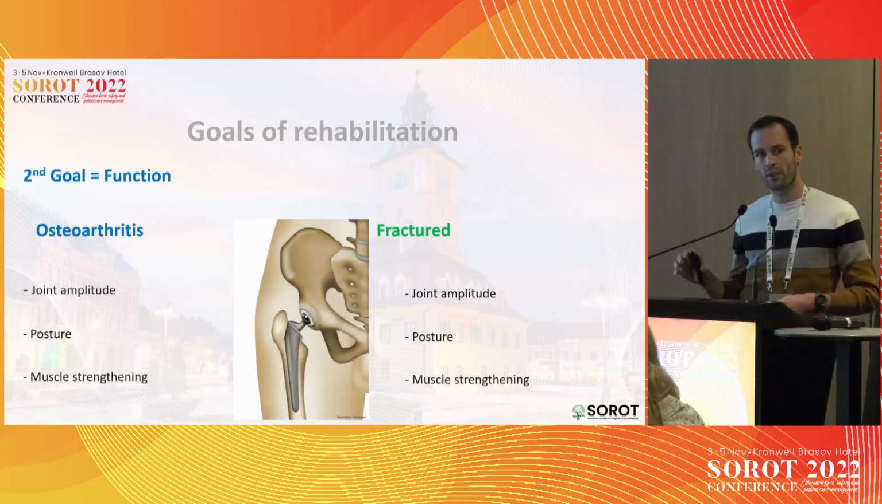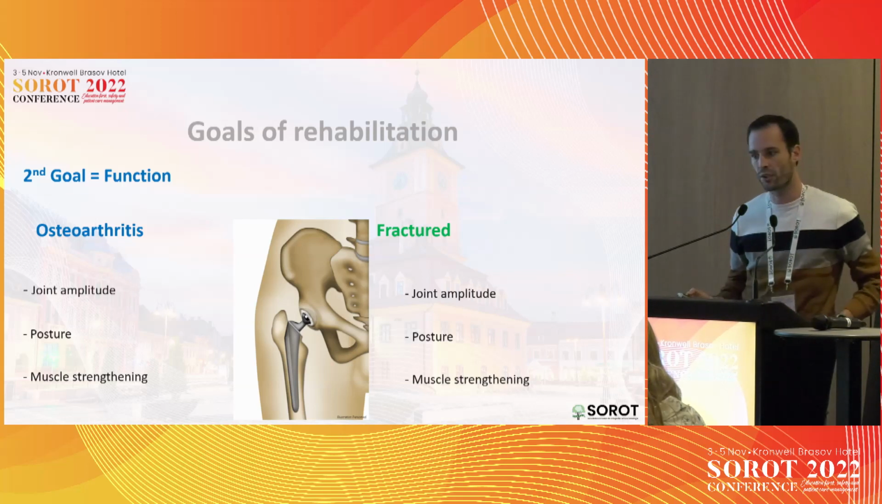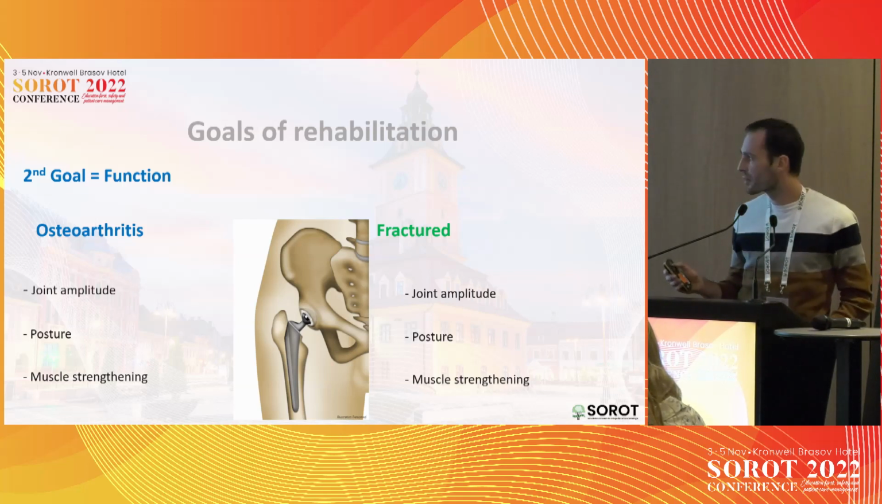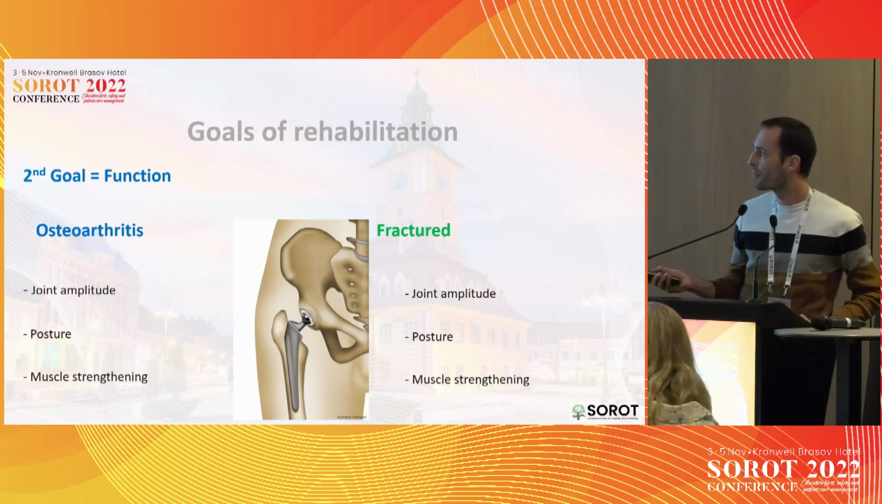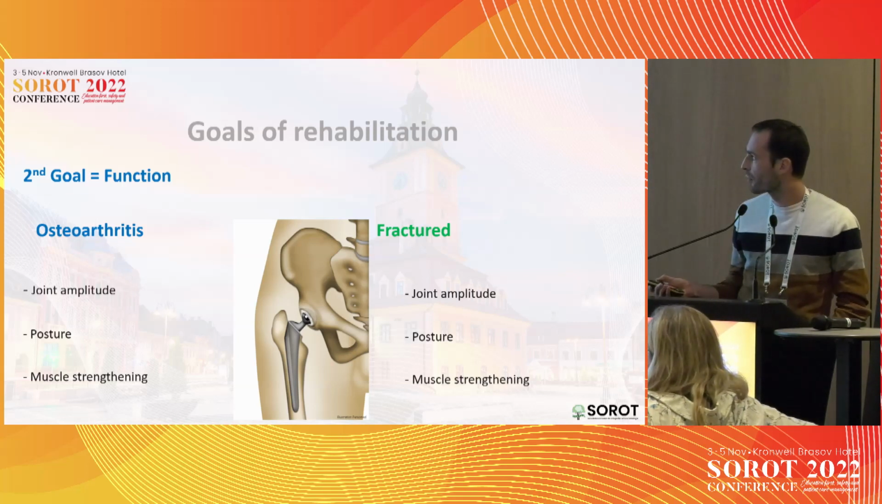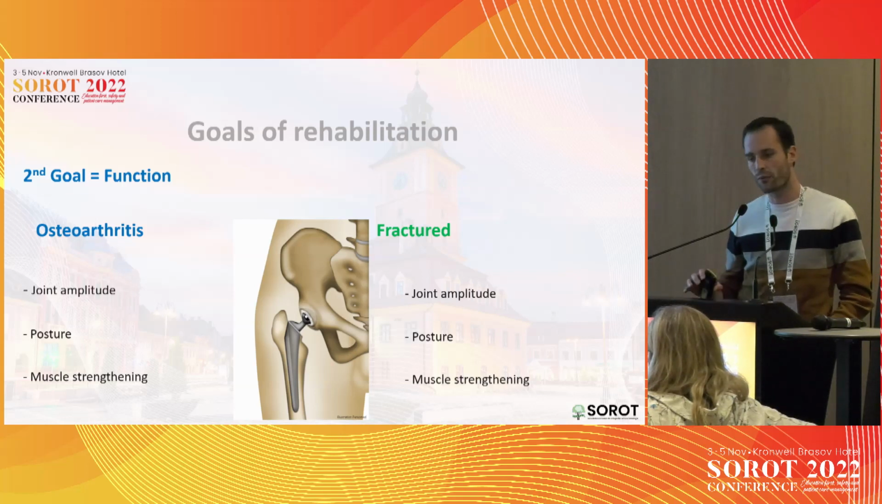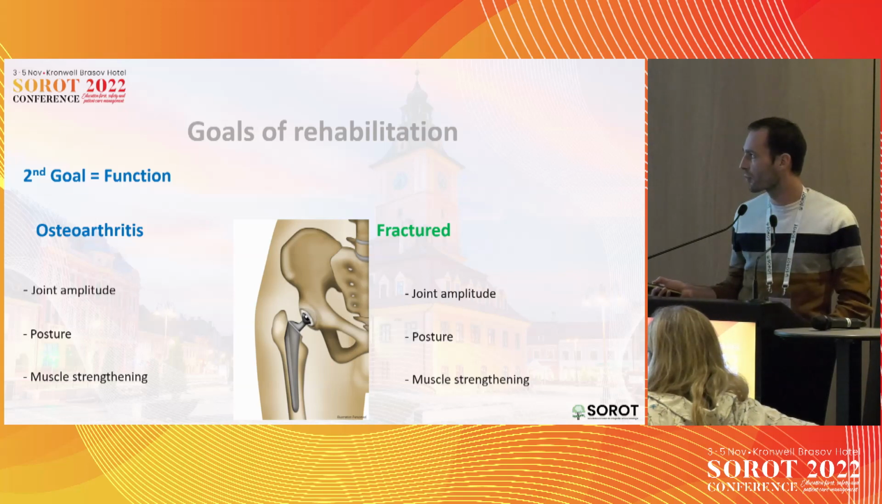So now we talk about the rehabilitation. For this presentation and the other slides, I take the example of THA rehabilitation, and we separate the rehabilitation in two parts, one for the osteoarthritis cause of THA, and one for the fracture cause of THA, and we will see that we have a difference in the rehabilitation due to osteoarthritis and fracture.